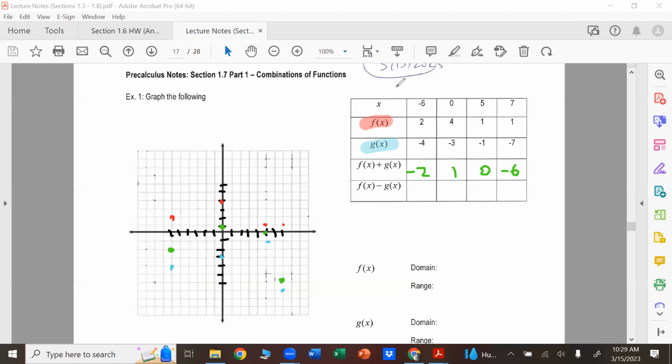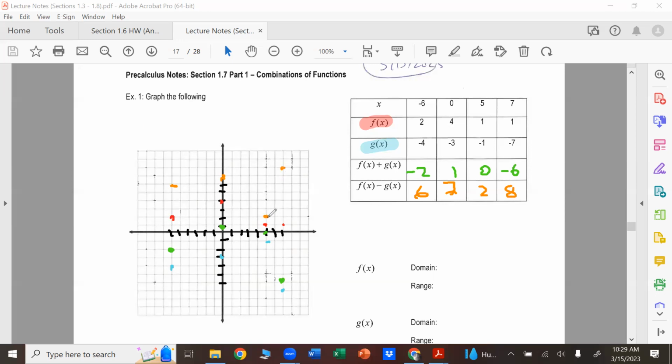And then we'll go say orange here for the subtraction. 2 minus -4 is 6. 4 minus -3 is 7. 1 minus -1 is 2. 1 minus -7 is 8. So I'm plotting -6, 6, 0, 7, right there. 5, 2, right here, and finally 7, 8. Whoa, way up here.